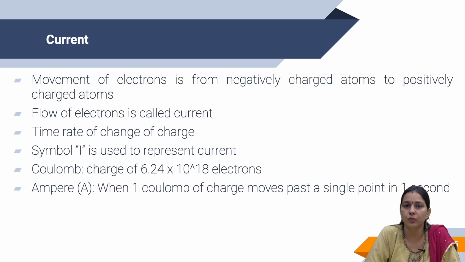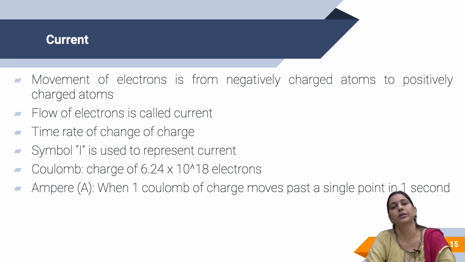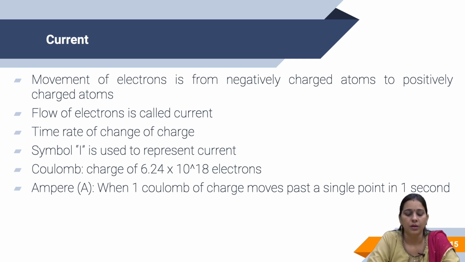Now we will proceed to the next topic, that is the current. What is current? The current is the flow of electrons in a closed circuit. The movement of electrons from one point to another point is known as the electric current. Alternatively, this can also be defined as the time rate of charge.